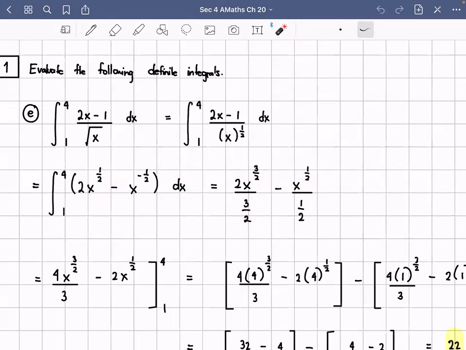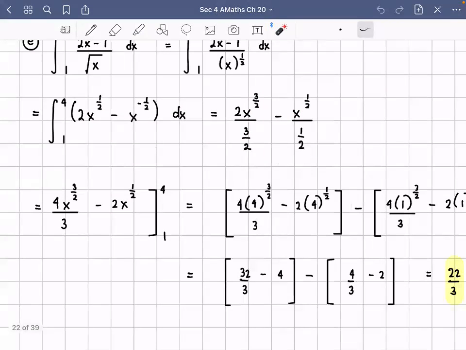And then over 1/2. Okay. So going here, let's simplify it. How do we get 4 over 3 here? How do we divide fractions? We have 3 over 2 here, so we get the reciprocal of that. So 2 times 2 is 4 over 3.